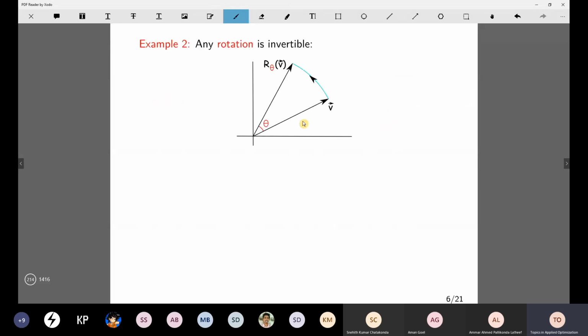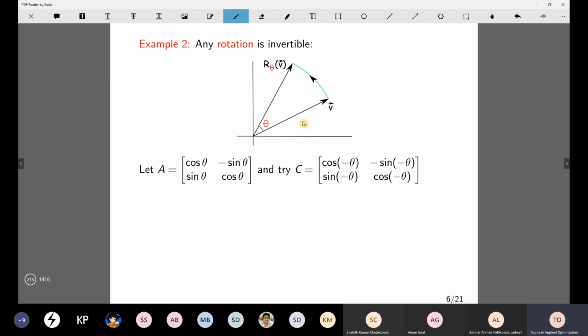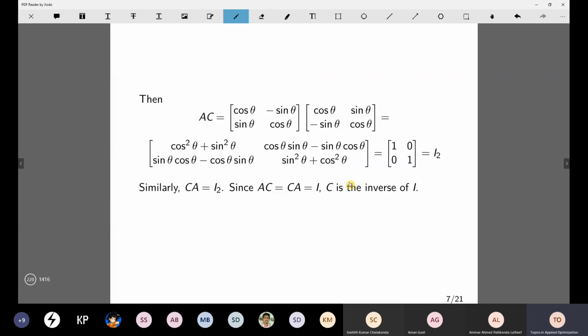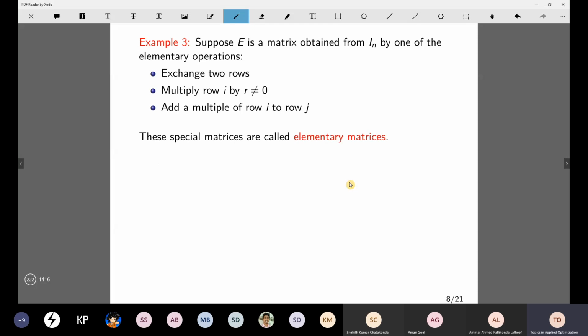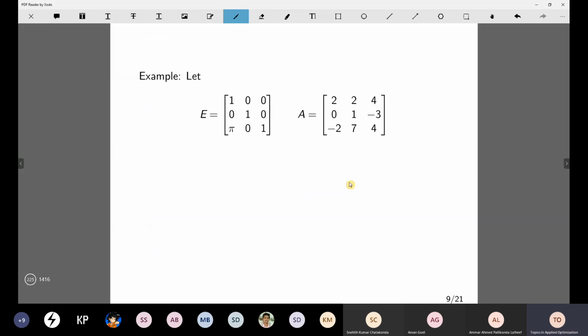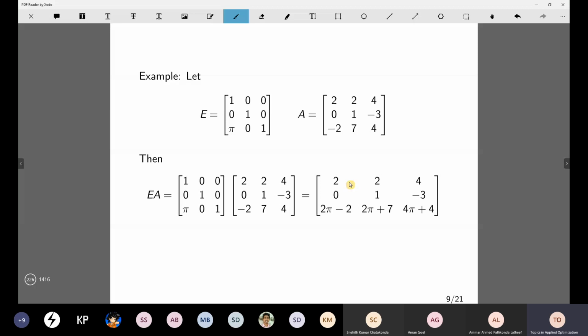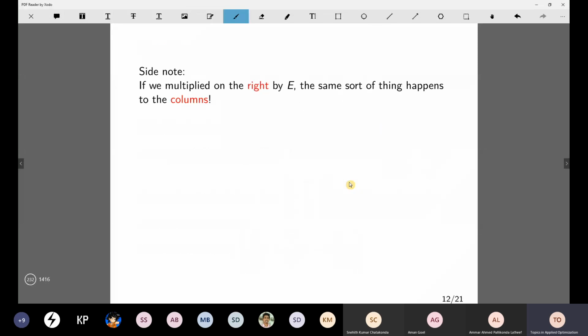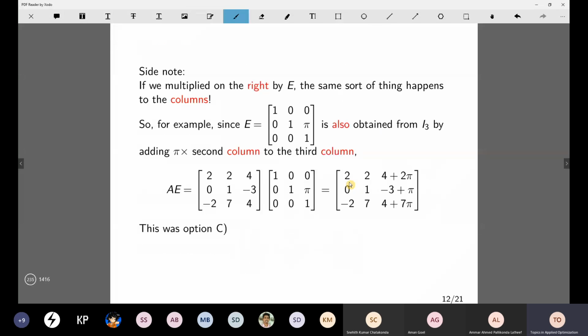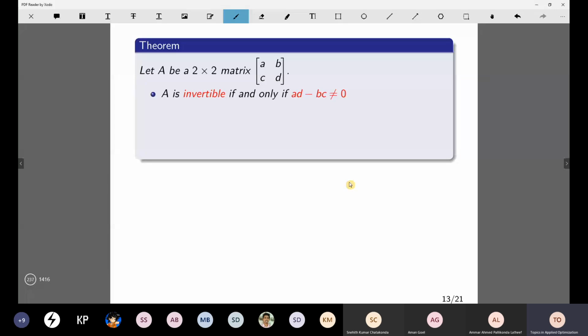Any rotation is invertible. So we can explicitly find the inverse like this. Cos, minus sine, sine, cos inverse is exactly this. Elementary matrices I will skip because I have not done this in more detail. We don't need it, as I said, I only need basic stuff.